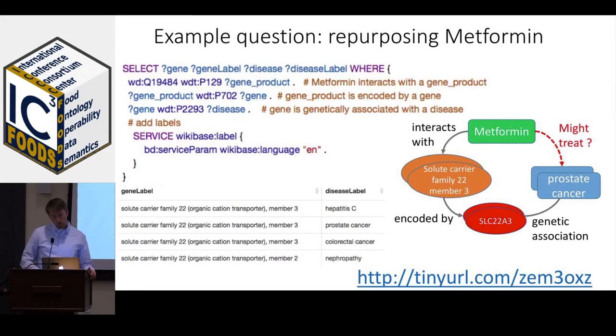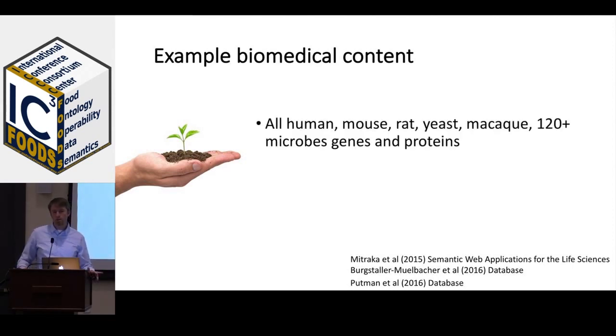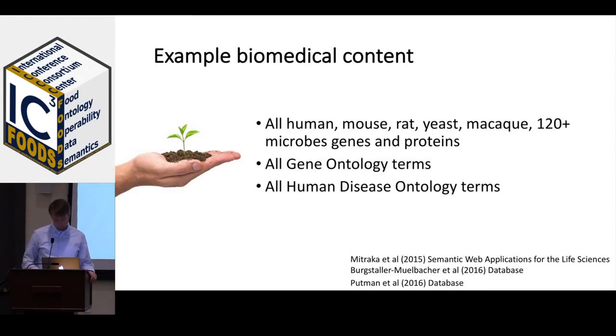And so, of course, to make that possible, you have to put data into it. And that's been a lot of what our research group has been doing over the past few years. To give you an idea of what's there in the biomedical space right now, you can find gene and protein annotations for every gene in human, mouse, rat, yeast, macaque, and more than 120 different microbes. You have the entire Gene Ontology graph added and linked to within the Wikidata graph. I should say that each of those items is also linked to its element in the other part of the semantic web where it came from. The same thing for the Human Disease Ontology graph, and now, more recently, more than 120,000 molecules. This has been published in a number of papers in the last year or so.